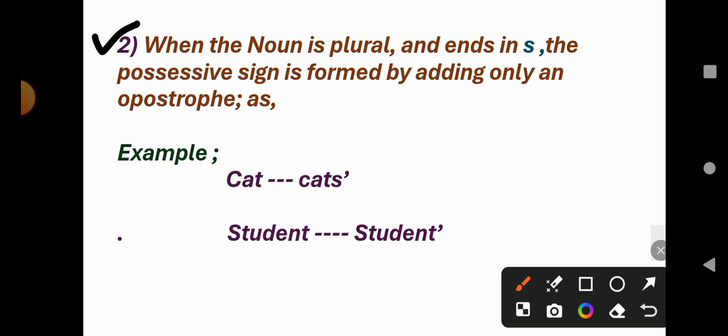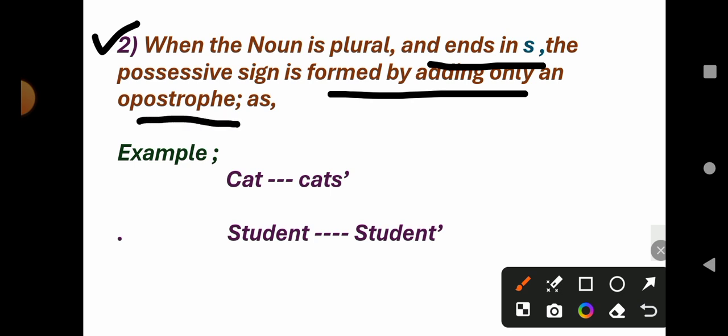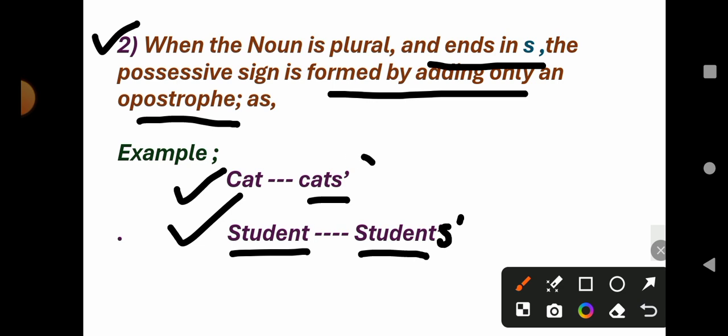The second rule is, when the noun is plural and ends in s, the possessive sign is formed by adding only an apostrophe. For example, cat, cats'; student, students'. The reason for adding only an apostrophe is to avoid doubling the s sound, which would make the word difficult to pronounce. And this rule applies to most plural nouns that end in s.